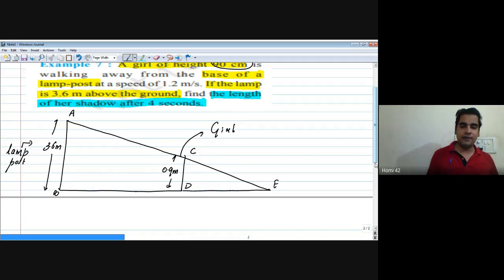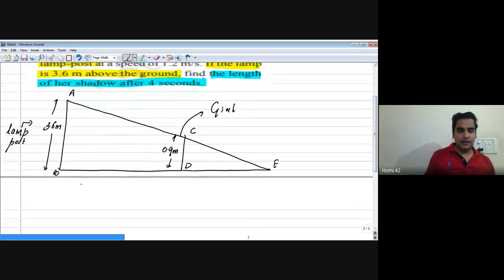This is the very first problem, and this problem is based on the triple A similarity criteria that we did last time. Now pay attention. This is the distance covered by the girl in how many seconds? 4 seconds. This BD is the distance covered in 4 seconds, and we have to find out DE. This is the length of her shadow after 4 seconds.